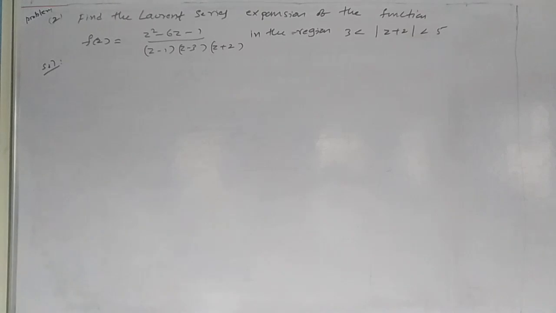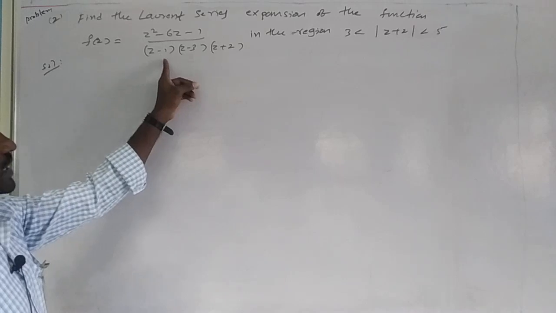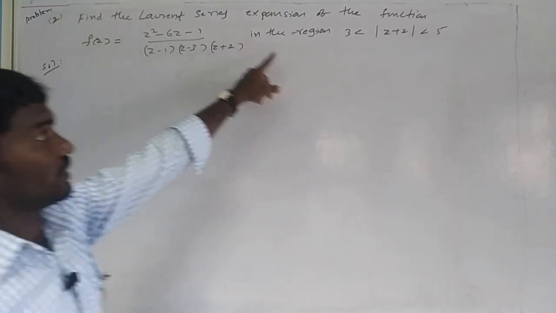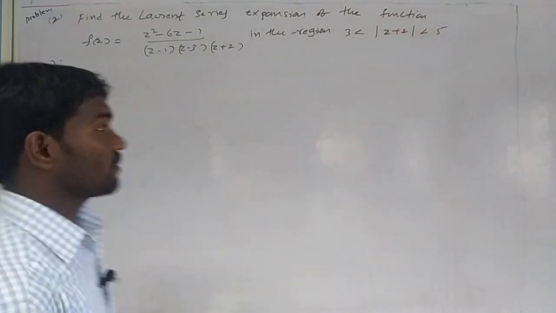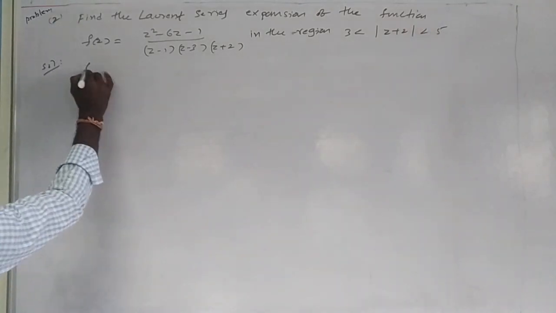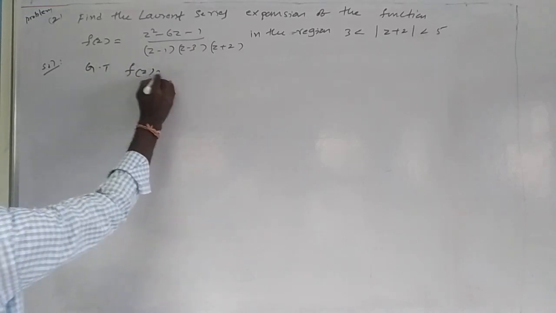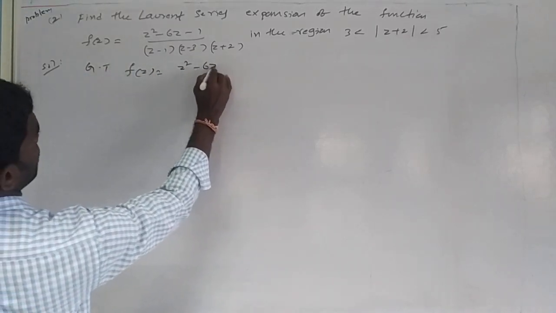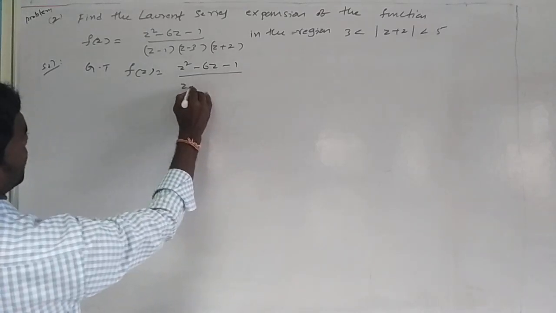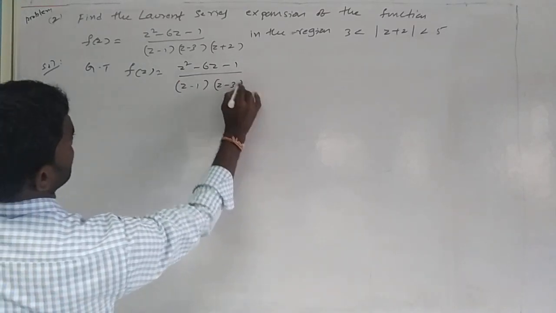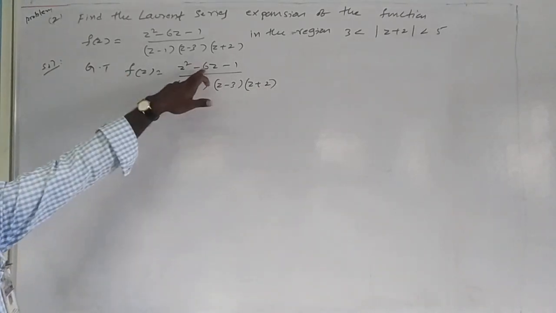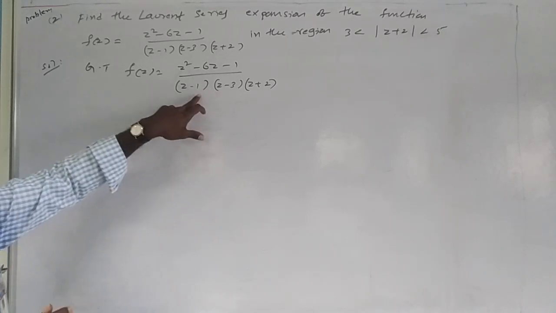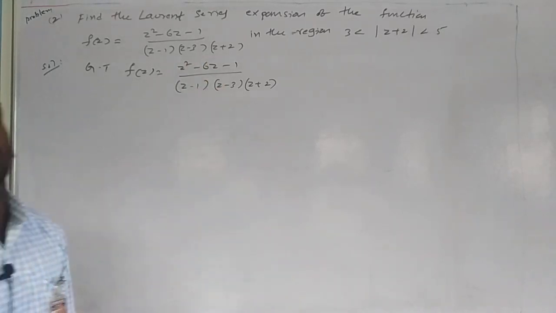Find the Laurent series expansion of the function f of z equals z square minus 6z minus 1 divided by (z minus 1) into (z minus 3) into (z plus 2) in the region 3 less than modulus of z plus 2 less than 5. The solution of this problem: given that f of z equals z square minus 6z minus 1 divided by (z minus 1) into (z minus 3) into (z plus 2). Here the degree of the numerator is less than the degree of the denominator.